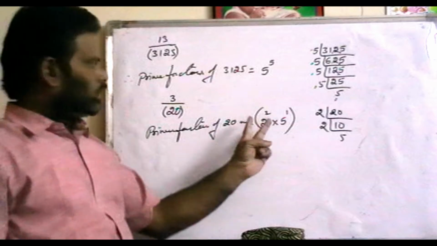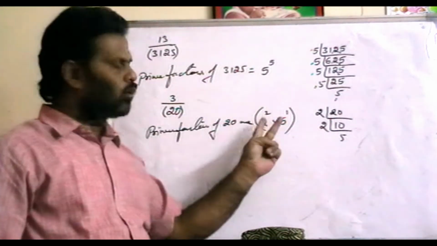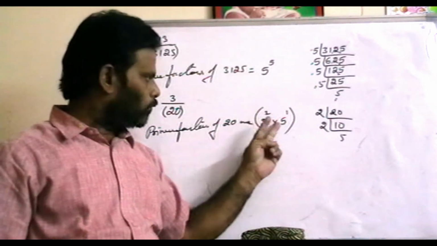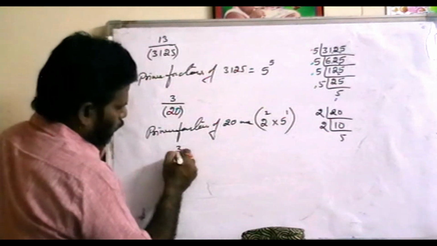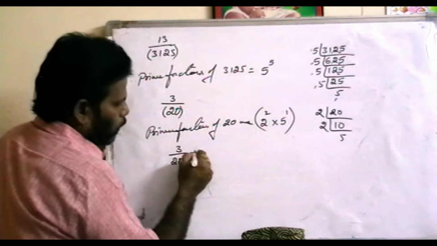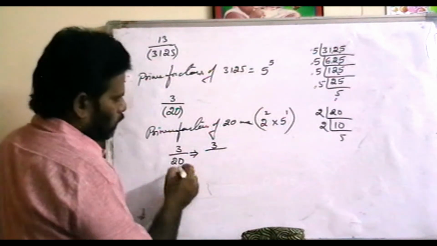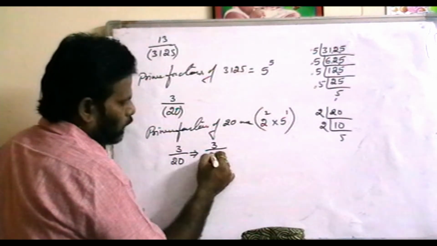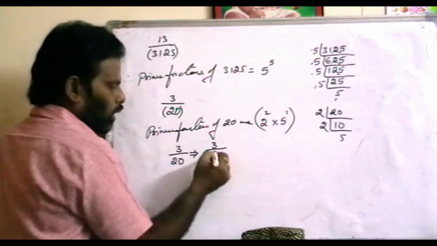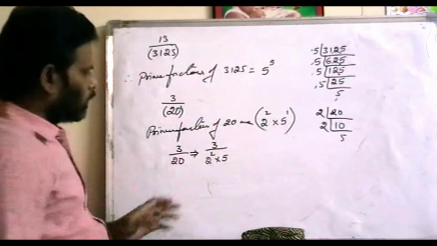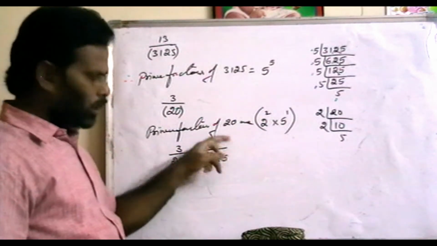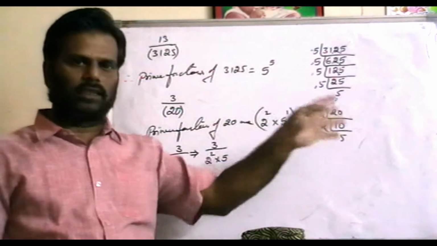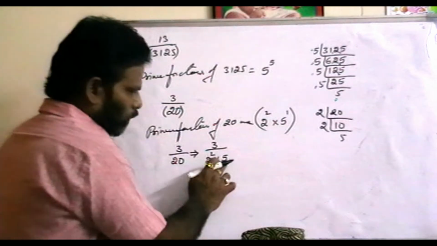See here, the denominator's prime factors are only 2 and 5. Now, that 3 by 20 we can write as 2 square into 5. To change it to a nearby round figure, suppose 2 square into 5 square, then we can say that it is 100. So here already one 5 is there.